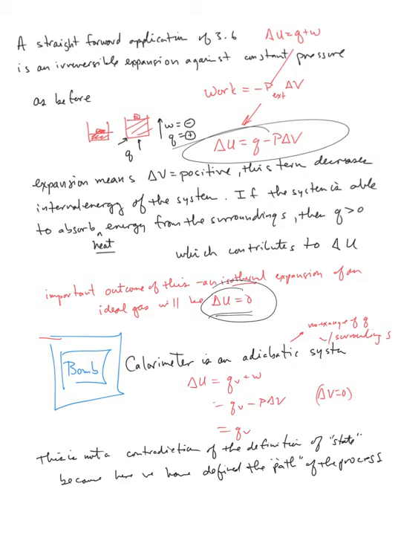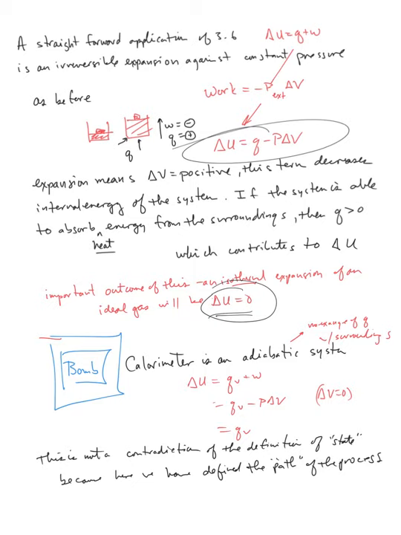A bomb calorimeter is an example of an adiabatic system. Adiabatic meaning there's no exchange of heat energy with the surroundings. It's not at all like the example I just showed you. There's usually an insulation involved. Inside, a chemical reaction can generate heat energy, and the heat energy can't be given off to the surroundings. It's kept inside in the bomb.